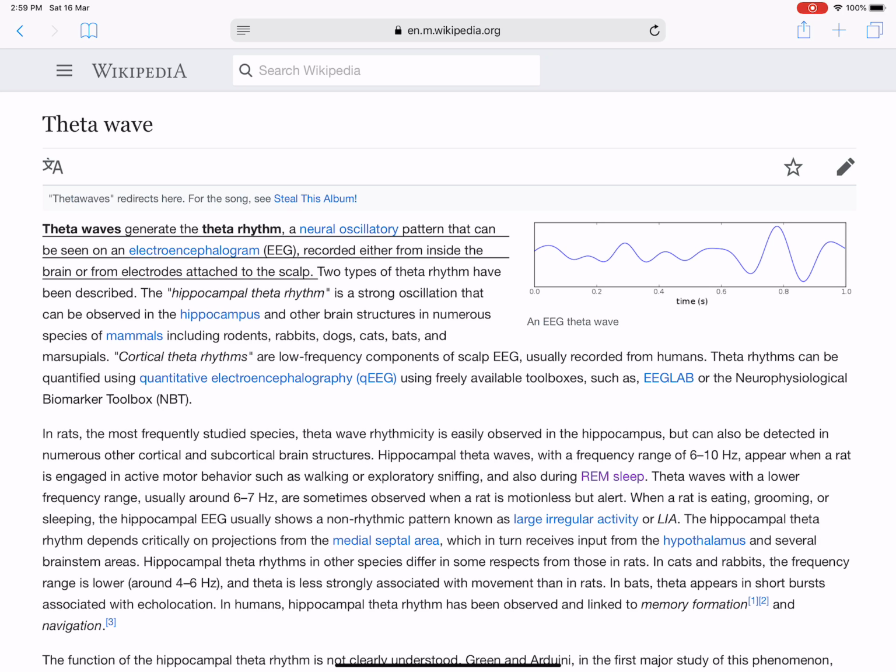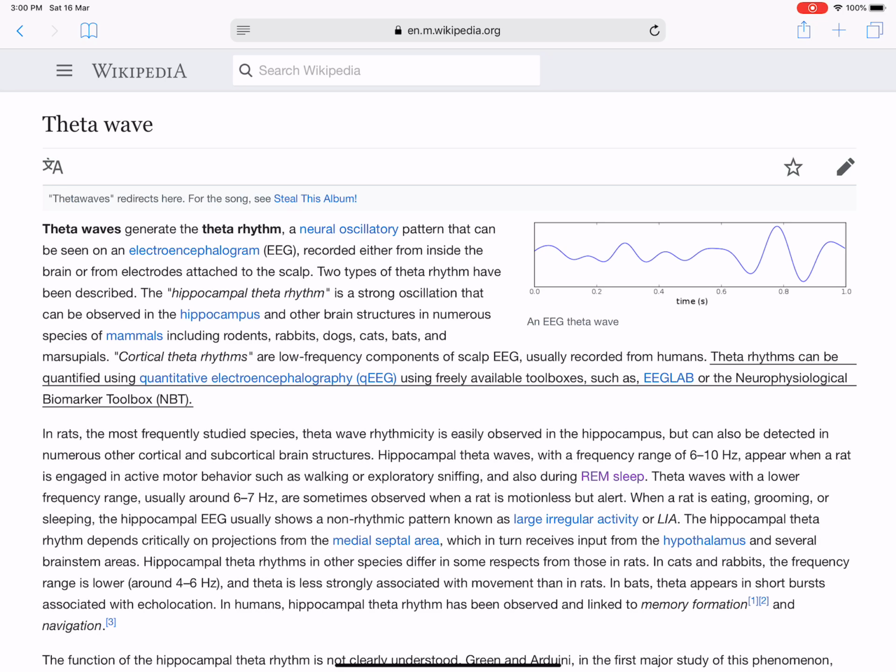Theta waves generate the theta rhythm, a neural oscillatory pattern that can be seen on an electroencephalogram, EEG, recorded either from inside the brain or from electrodes attached to the scalp. Two types of theta rhythm have been described. The hippocampal theta rhythm is a strong oscillation that can be observed in the hippocampus and other brain structures in numerous species of mammals including rodents, rabbits, dogs, cats, bats, and marsupials. Cortical theta rhythms are low-frequency components of scalp EEG, usually recorded from humans.